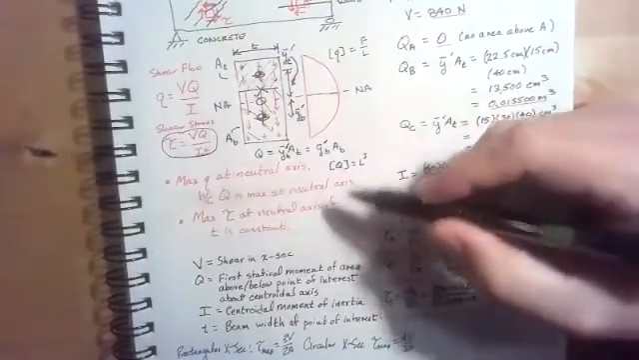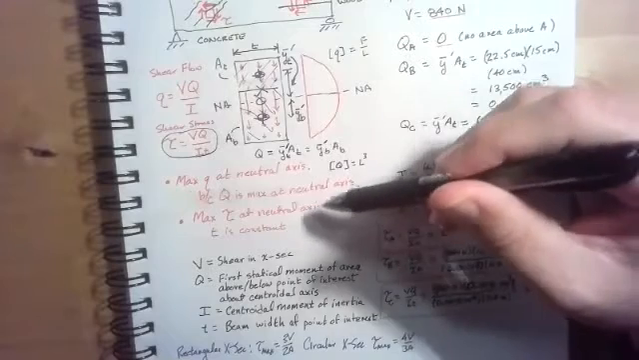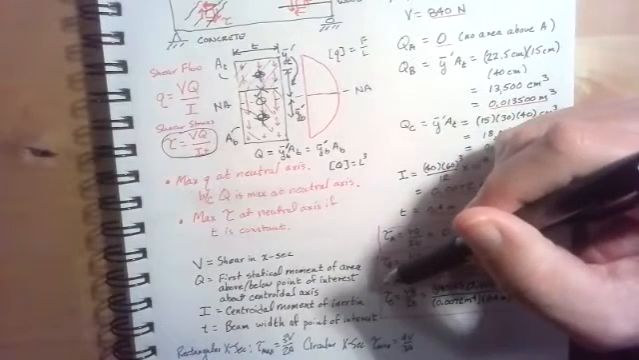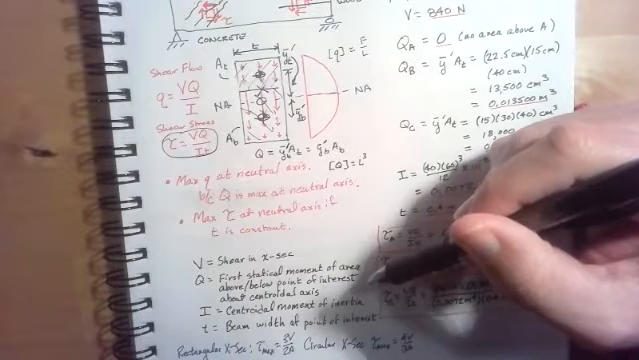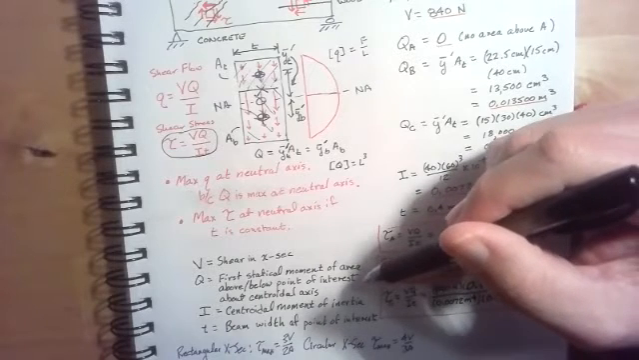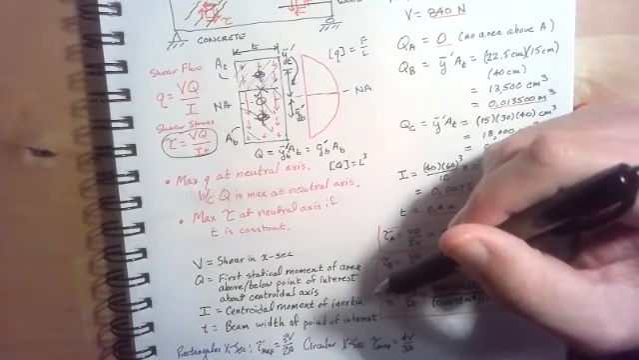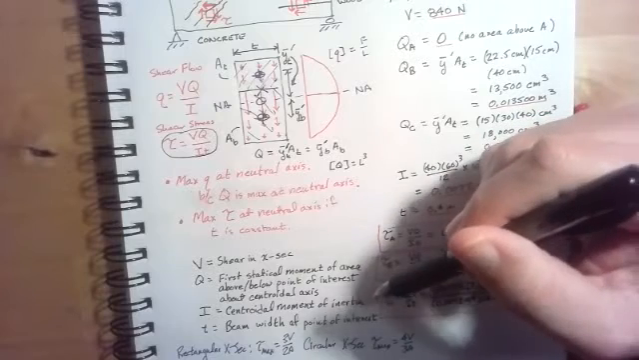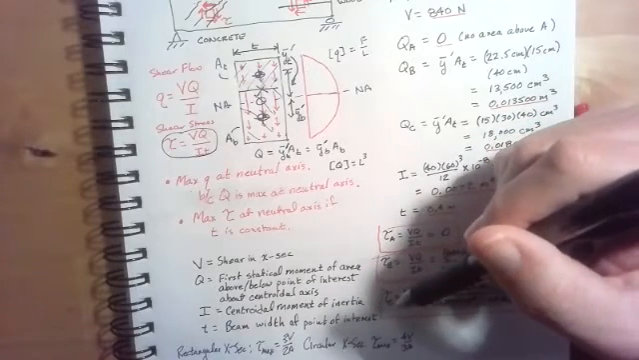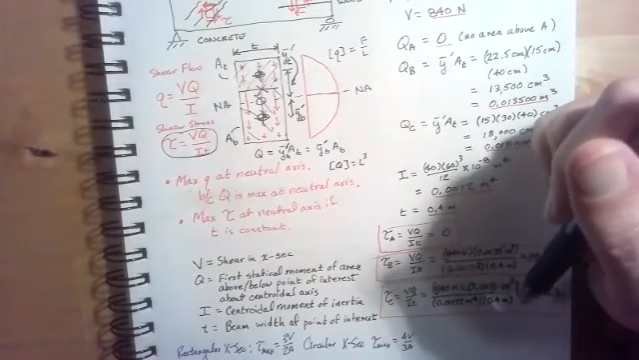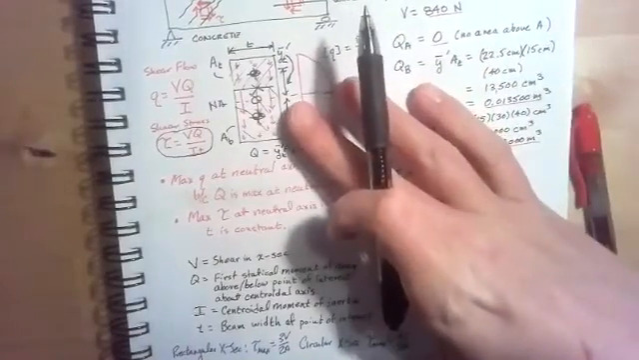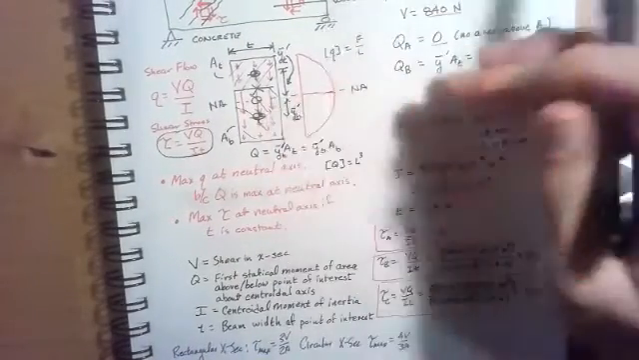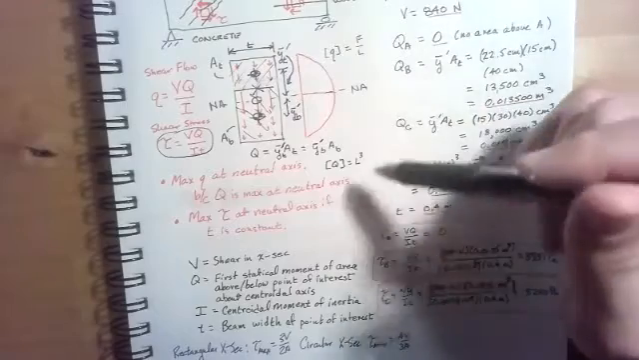So if I'm defining the terms here in the equations that matter, V is the shear in the cross section, Q is the first statical moment of the area above or below, it doesn't matter, you could use either. The point of interest about the centroidal axis, I is the centroidal moment of inertia for the cross section. t is the width at the point of interest on the beam. And for the rectangular cross section, tau max is 3V over 2A.